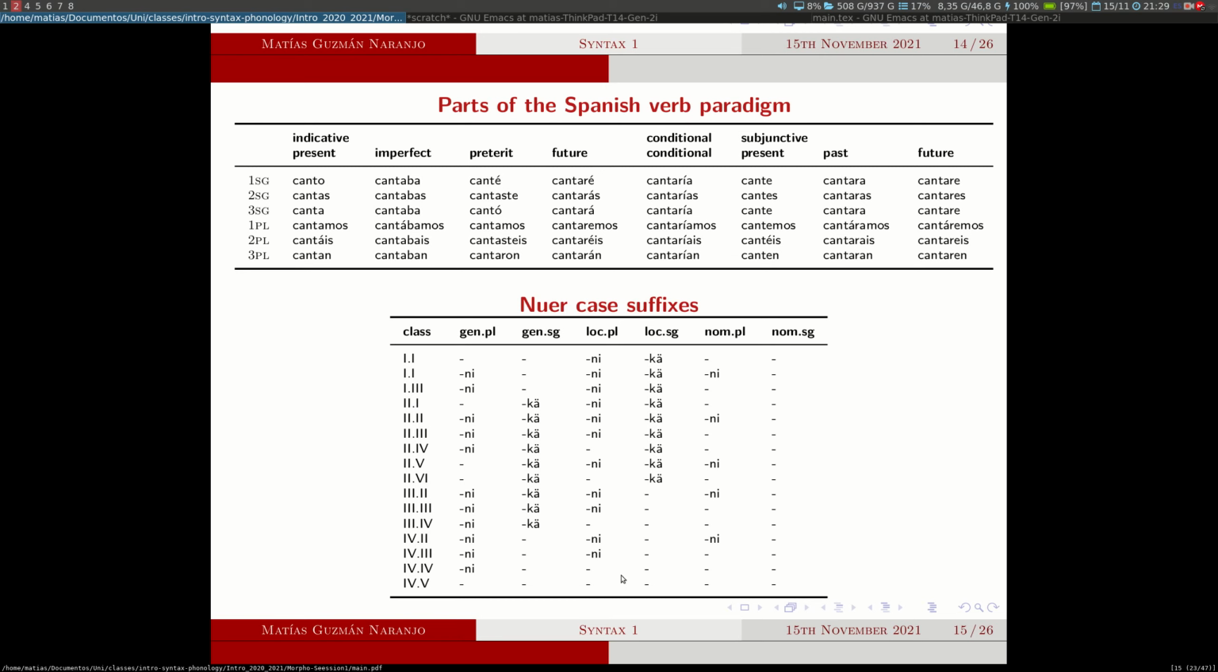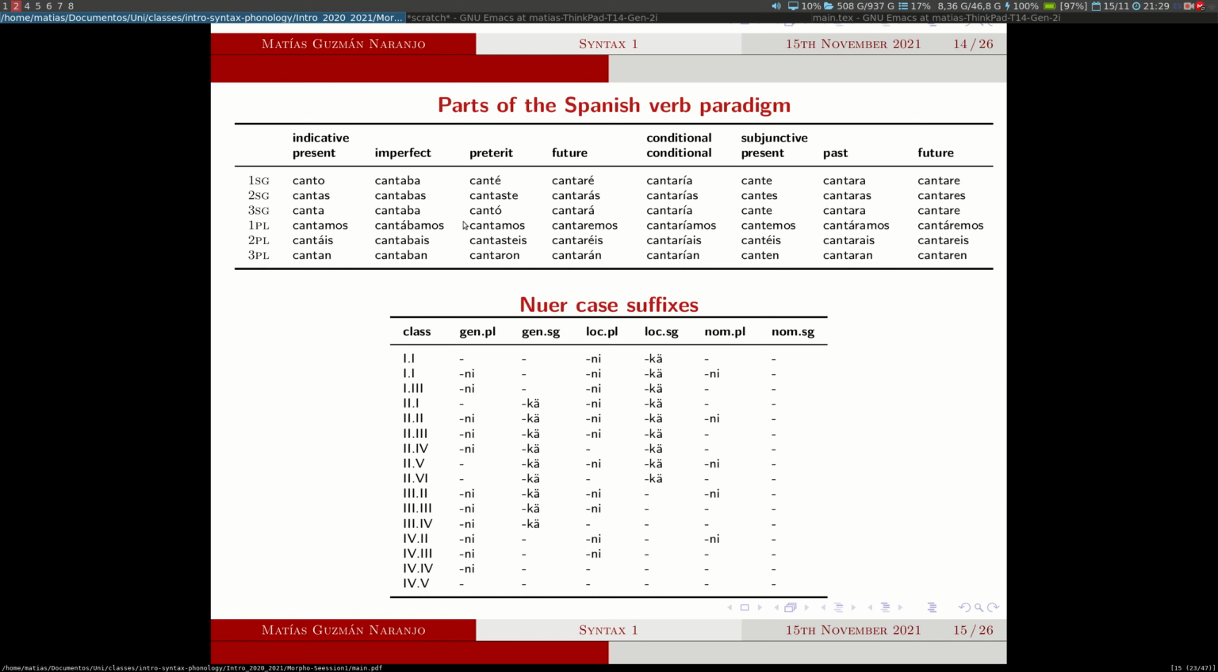Spanish is much more interesting. So here is the reduced paradigm of cantar, because it doesn't show many cells. But here are some of the cells in the paradigm. You see, all these forms belong to the same lexeme. Cantar, that's the infinitive. The stem is cant, and different endings mark different cells in the paradigm.